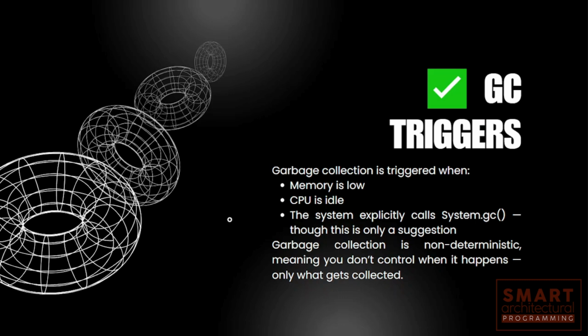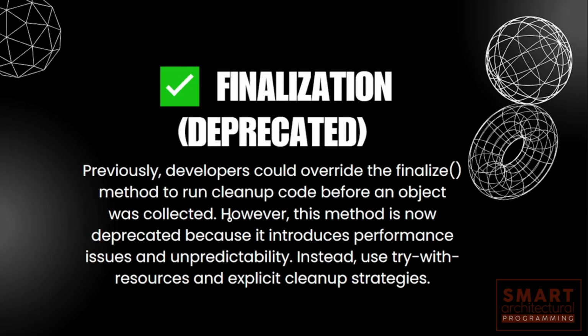Ultimately, the final step to understanding garbage collection is finalization, or rather its deprecation. Previously, developers could override the finalize method to run cleanup code before an object was collected, right? You could force Java to do collection earlier. However, this particular method was deprecated because it introduced performance issues and unpredictability. Instead, use try-with-resources and explicit cleanup strategies, and that should somewhat help you understand and control the garbage collection. Again, we're not going to go too deep into these concepts because this is just an intro level course.